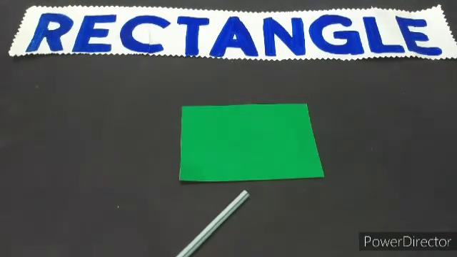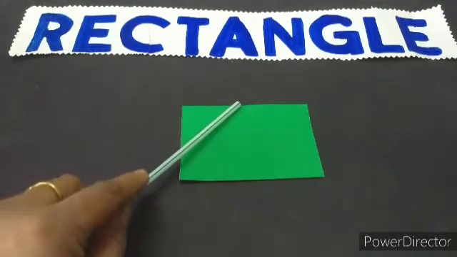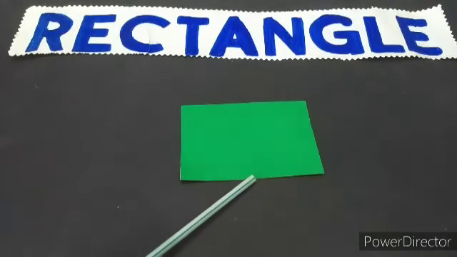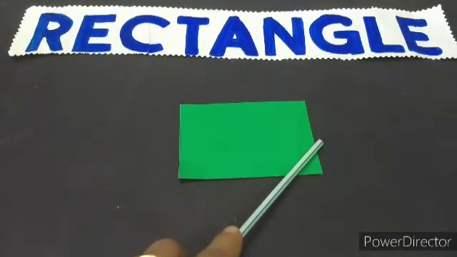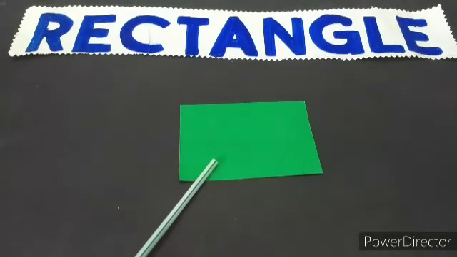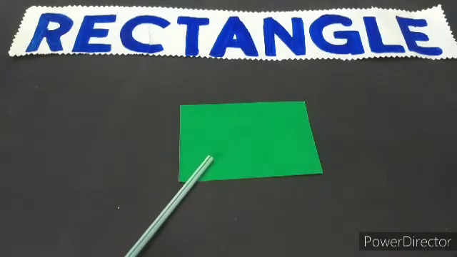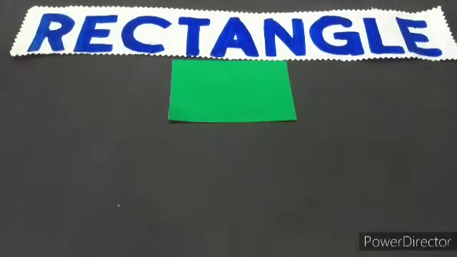Its opposite sides are equal. This side and this side is equal. This side and this side is equal. Which shape is this? Rectangle. Now, let's see some few objects related to shape rectangle.